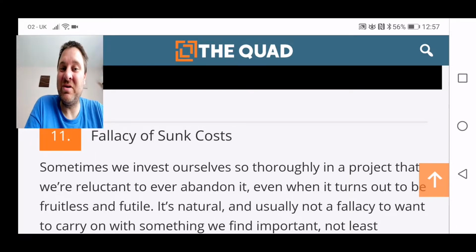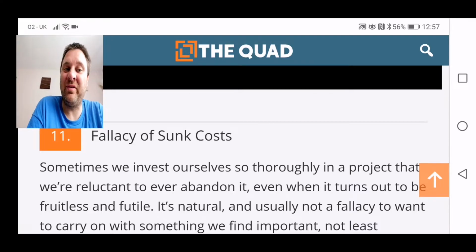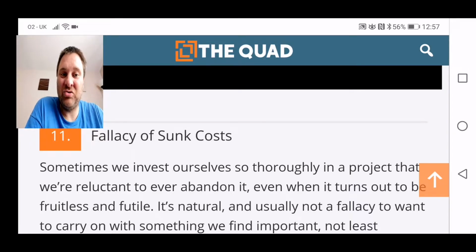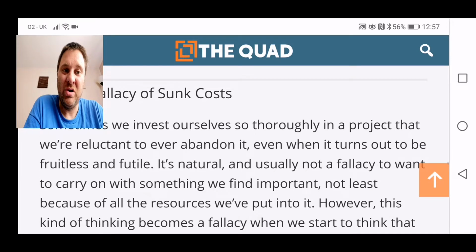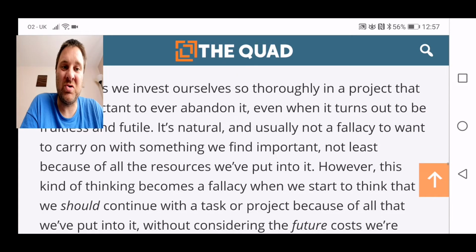Like I said, sometimes we invest ourselves so thoroughly in a project that we're reluctant to ever abandon it, even when it turns out to be fruitless and futile. It's natural, and usually not a fallacy, to want to carry on with something we find important, not least because of all the resources we've put into it.